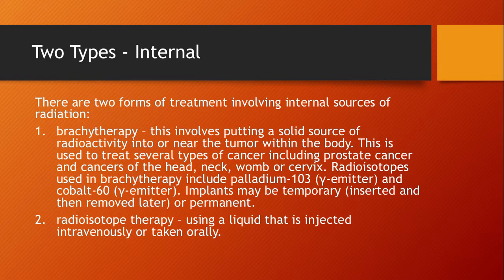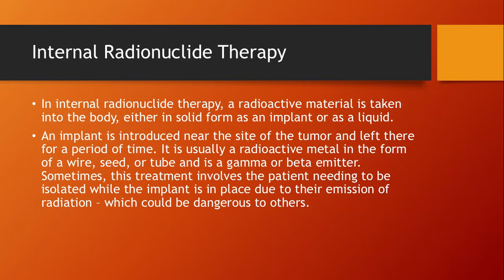Implants may be temporary, which means they are inserted and then removed later, or they could be permanent. Another example of an internal therapy is radioisotope therapy using a liquid that is injected intravenously or taken orally. So in these examples, the radioactive source is somehow taken and put into the body and then left to go to work. As previously mentioned, it's taken into the body either in a solid form, as an implant, or as a liquid.